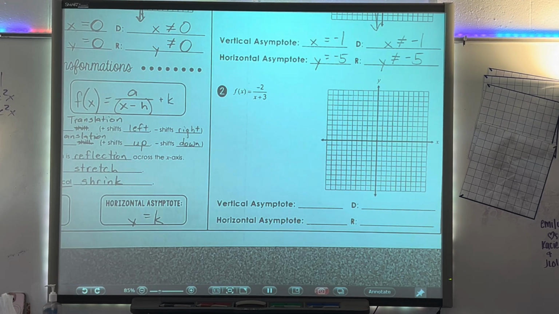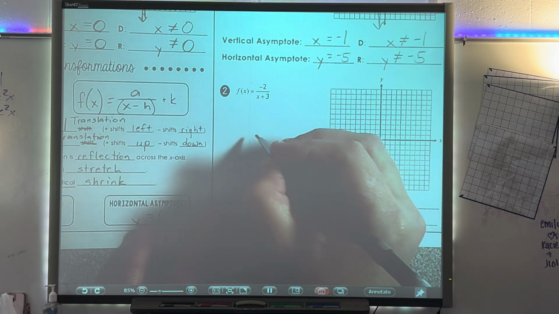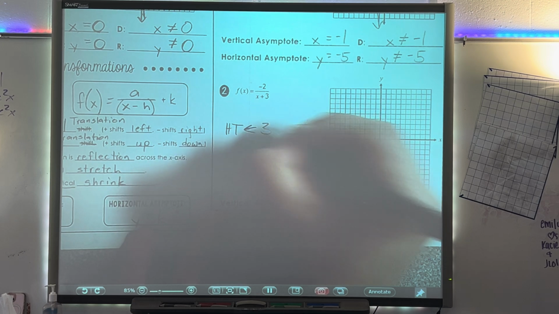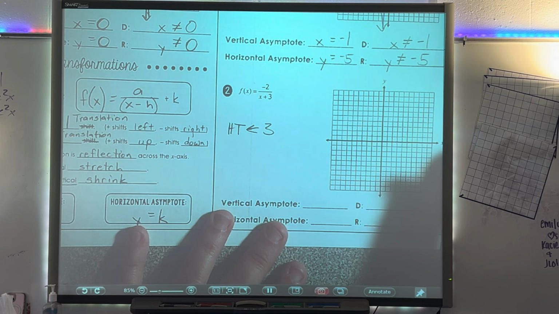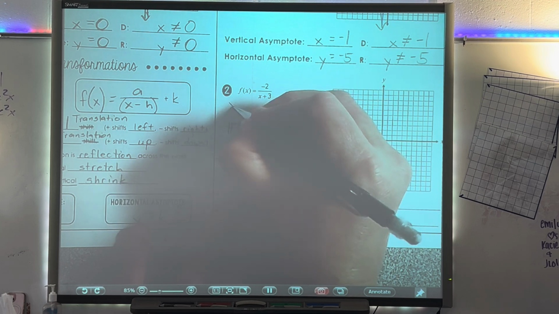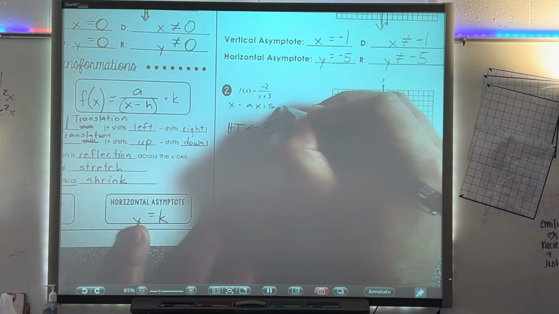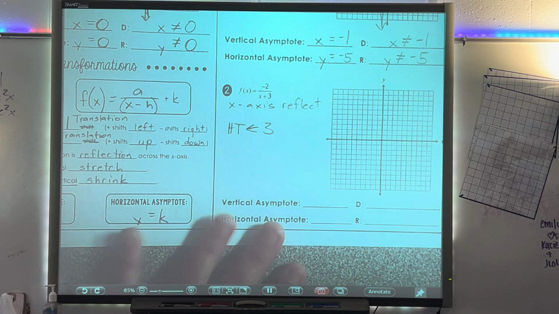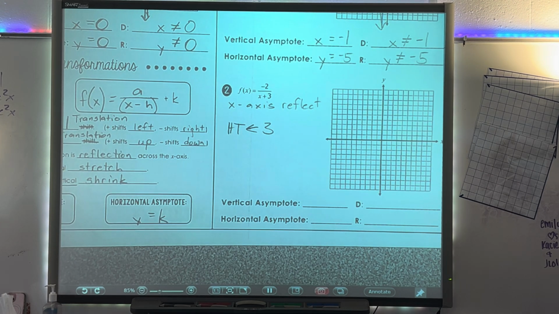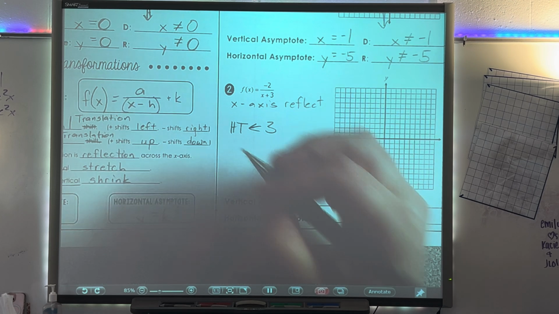All right, what about here? What are my transformations? X to the left 3. All right, what else? X-axis reflect. That's the first one. All right, so there's that one. What else is happening here? It's stretched by 2.